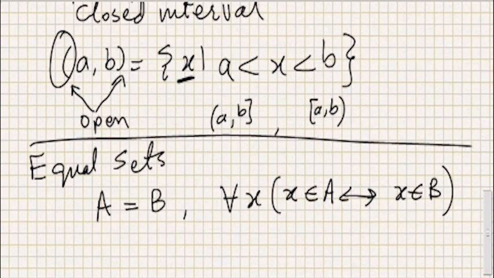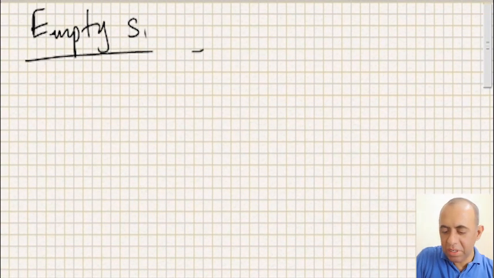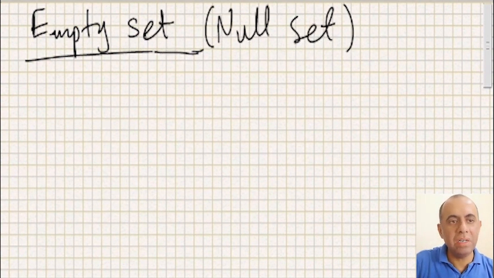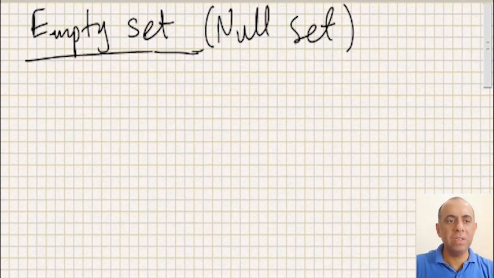Then there is something called an empty set. An empty set is also called a null set, and it is used to represent that a set has become empty. There is no element in this set. It is also represented with phi.